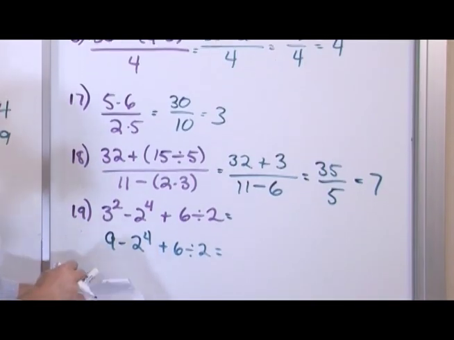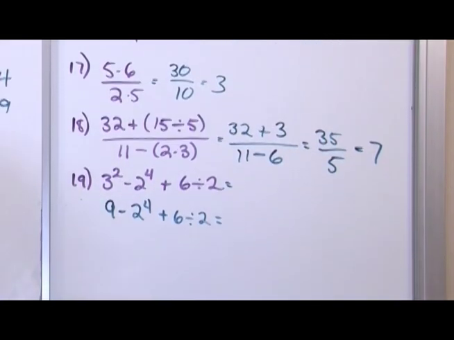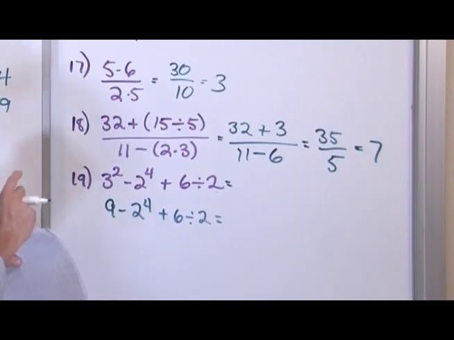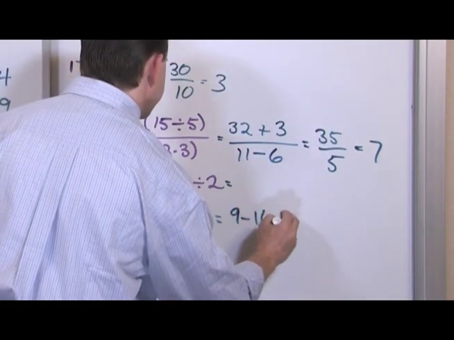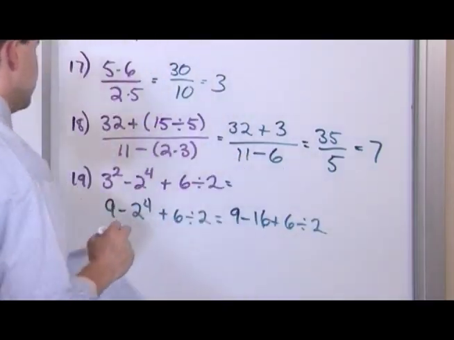2 to the 4th power. 2 times 2 times 2 times 2. If you think about that hard enough, you'll realize that that's 16. So we'll have 9 minus 16 plus 6 divided by 2.